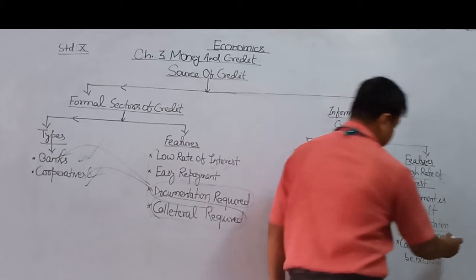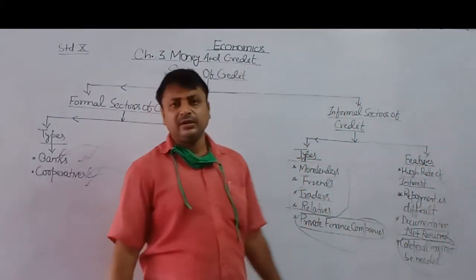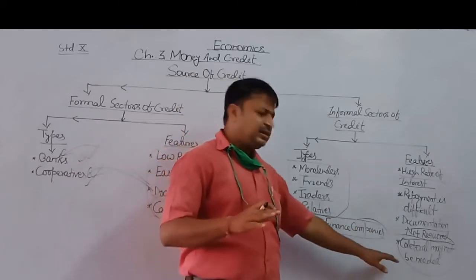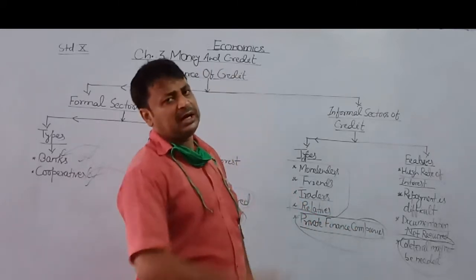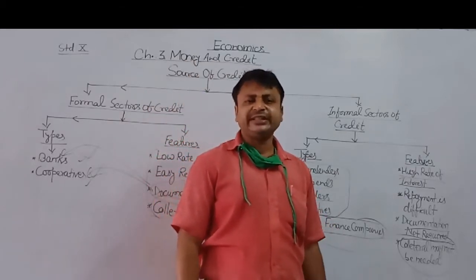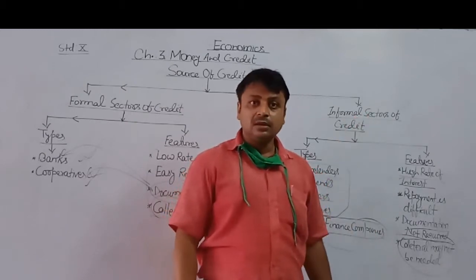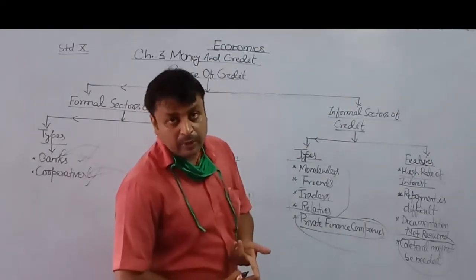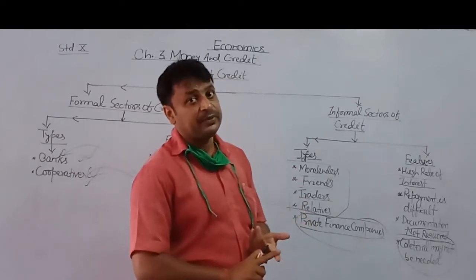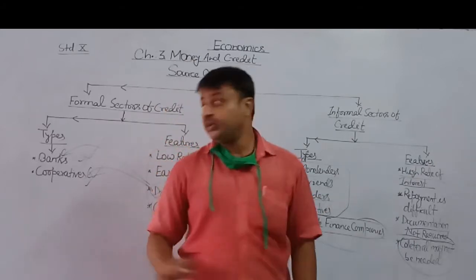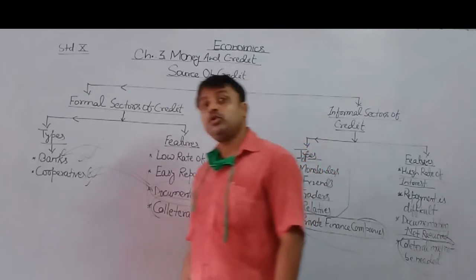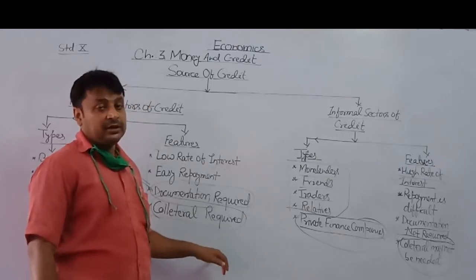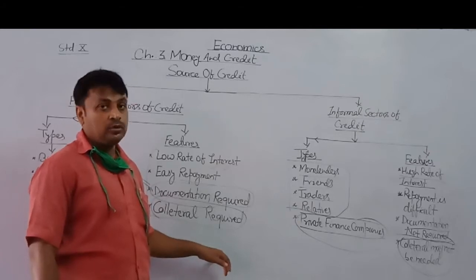Next is collateral may not be needed. Collateral may not be needed unless you are getting a huge loan. There is no need to have collateral. If you ask your family member or relative for a loan, they do not ask you to give your land against your loan. So usually in the informal sector of credit, no documentation is required and no collateral is needed generally. So these are the features. Over here, in the formal sector of credit, even if you ask for a single paisa, documentation is required, and collateral is also one of the preconditions for getting a loan. Something you have to give.